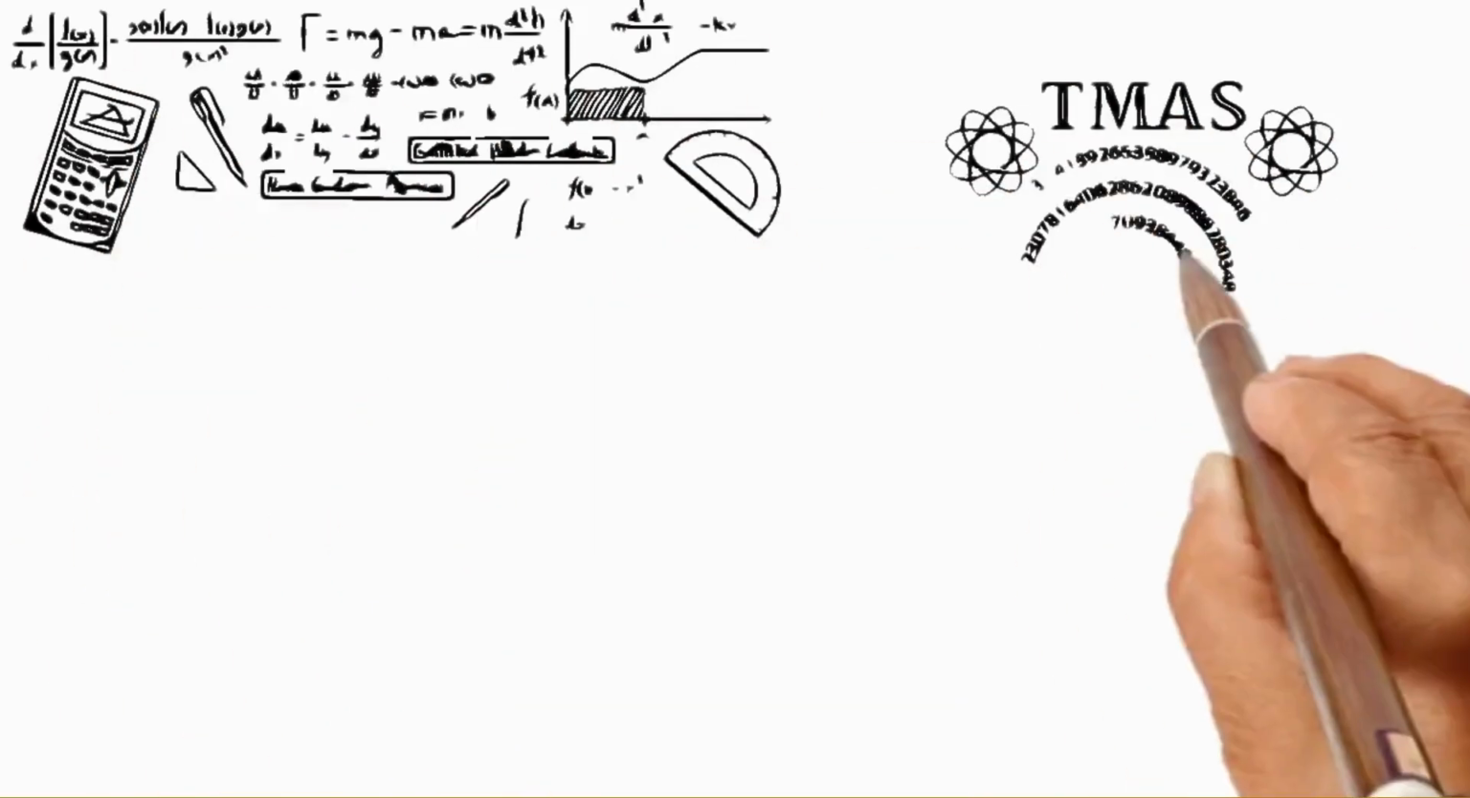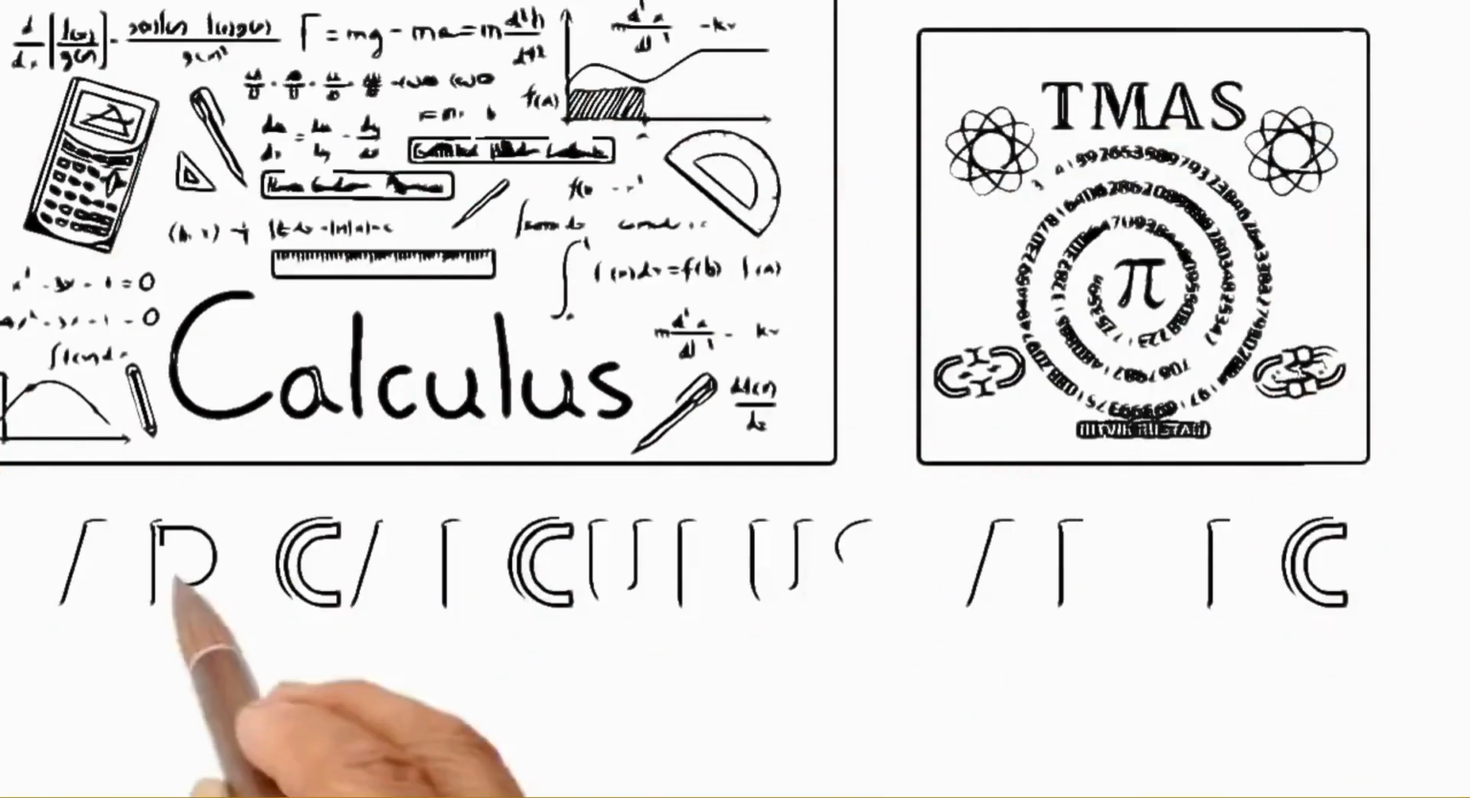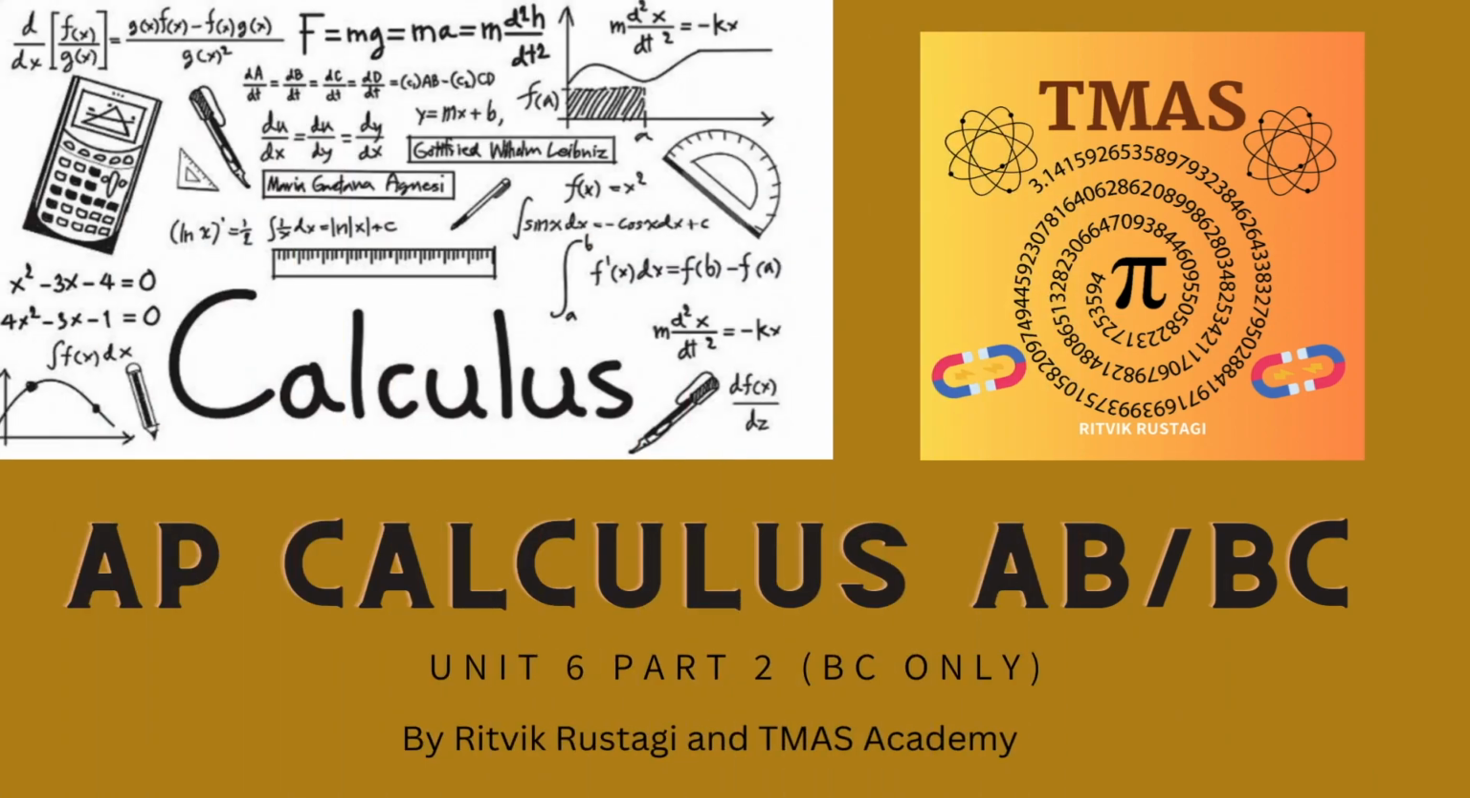What's up guys, my name is Rustagi and today we're going to be doing part 2 of Unit 6. Now this is only for AP Calculus BC students, so if you're an AB, you can move on to Unit 7.